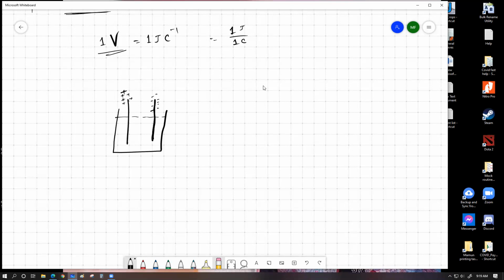So what we can do, we can take a piece of wire, and let's say we are gonna open a switch, and we're gonna take a piece of wire, and we can have them connected like this.